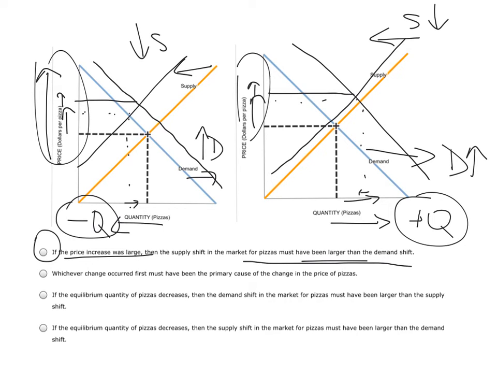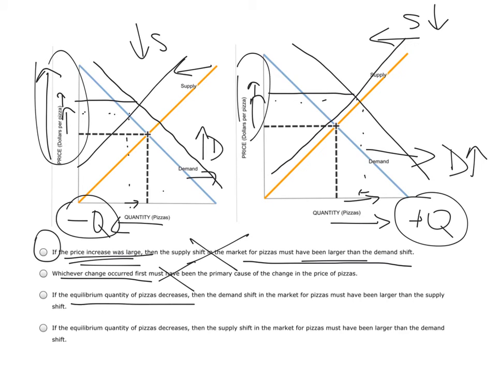So whether it's the supply shift or the demand shift that's bigger than the other, both of them lead to a large price increase. So this is not an option. This is not correct. Whichever change occurred first, it didn't matter whether I shifted this one first or this one first, the final outcome's the same. So this is also not an option.